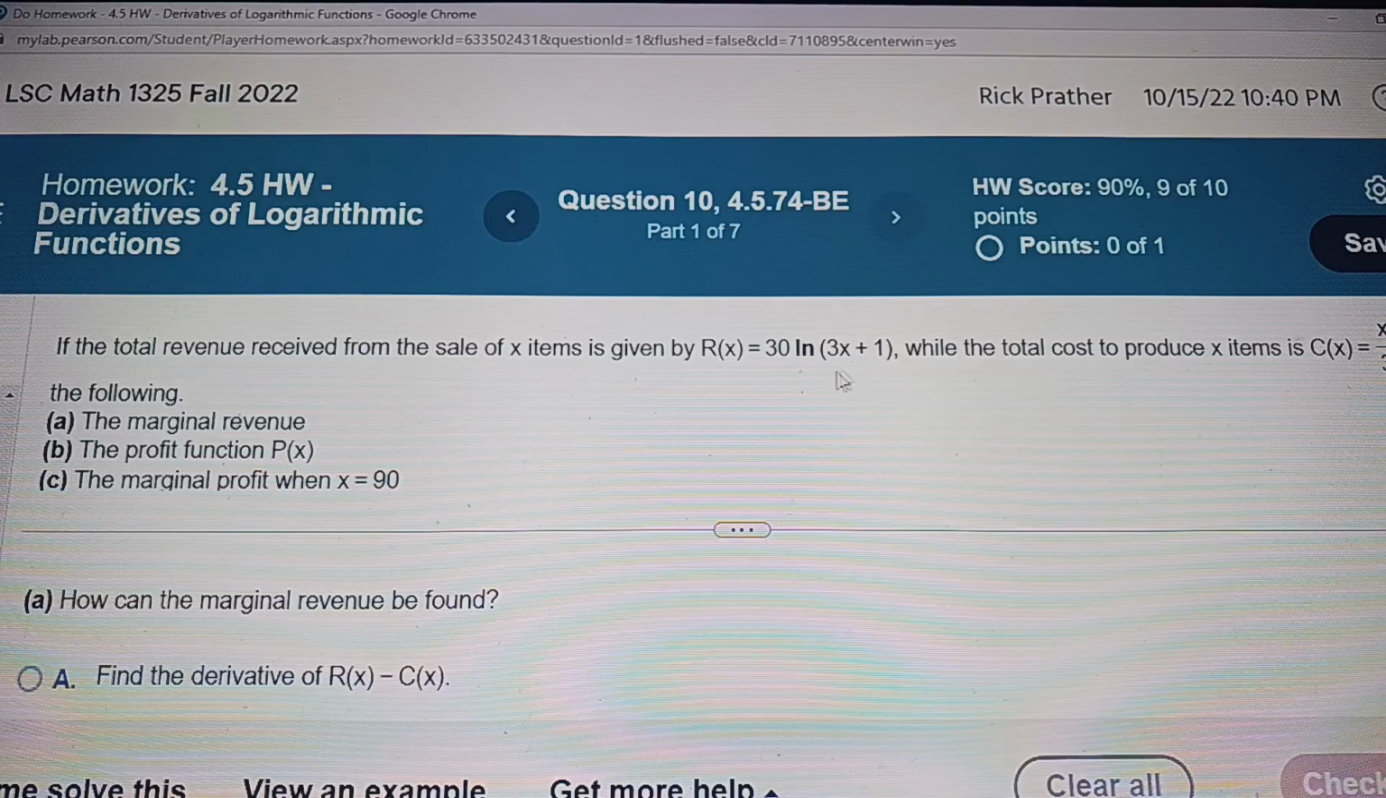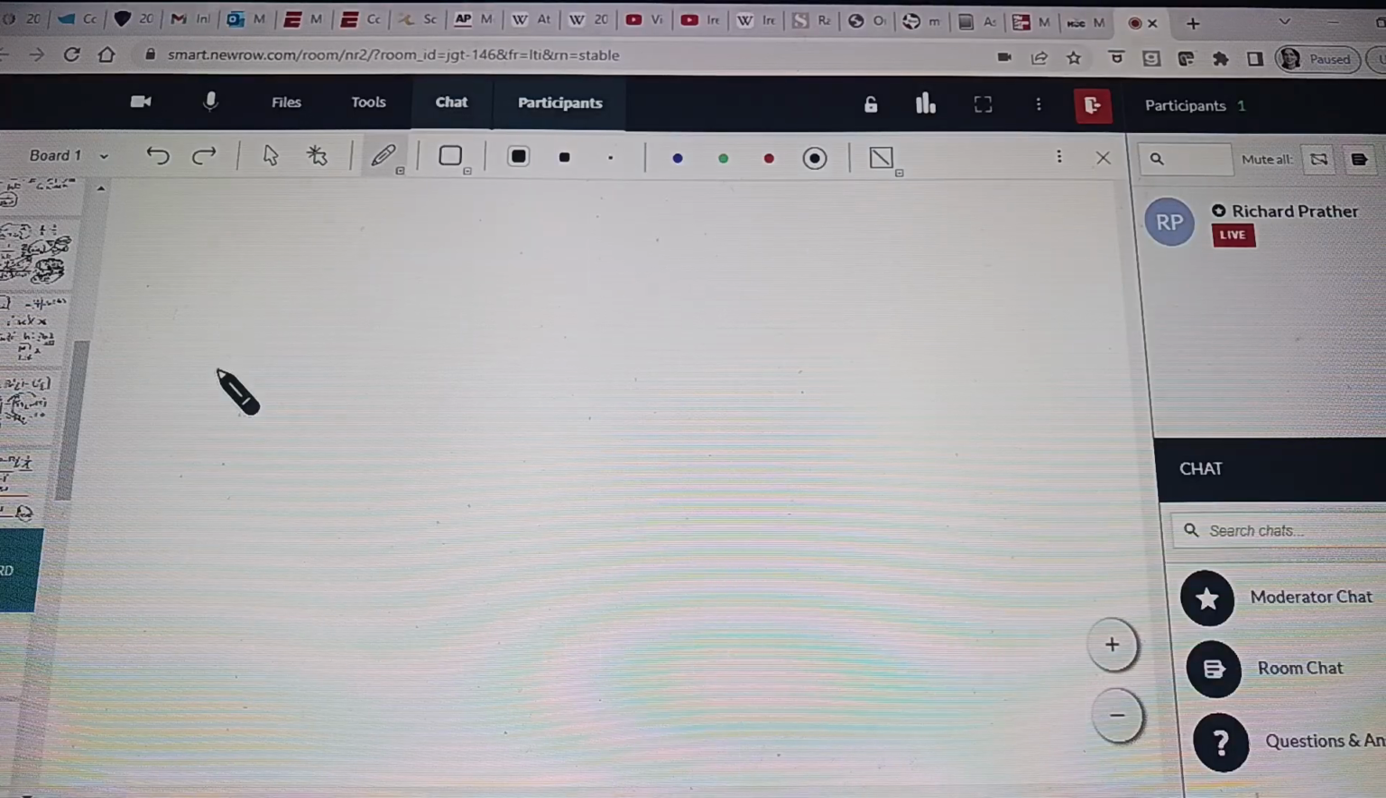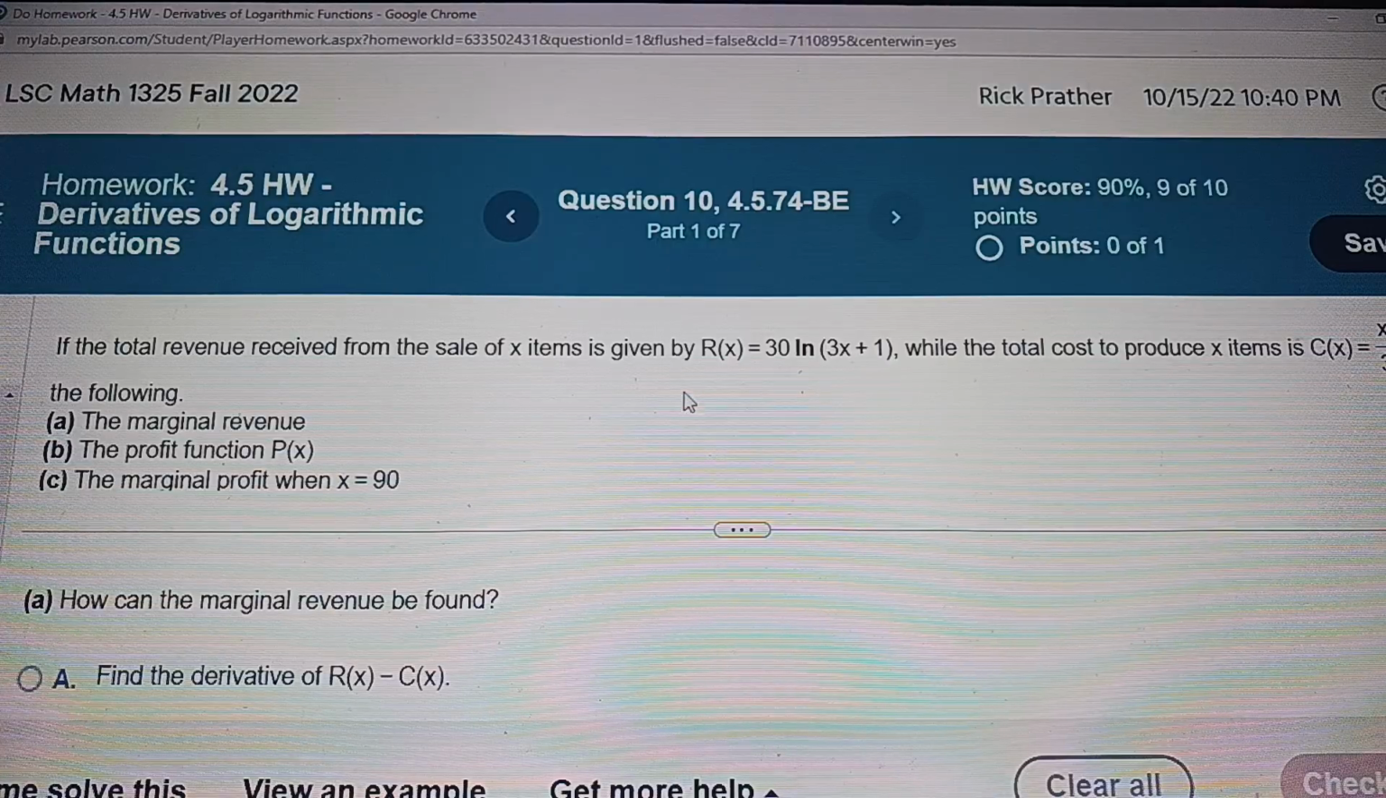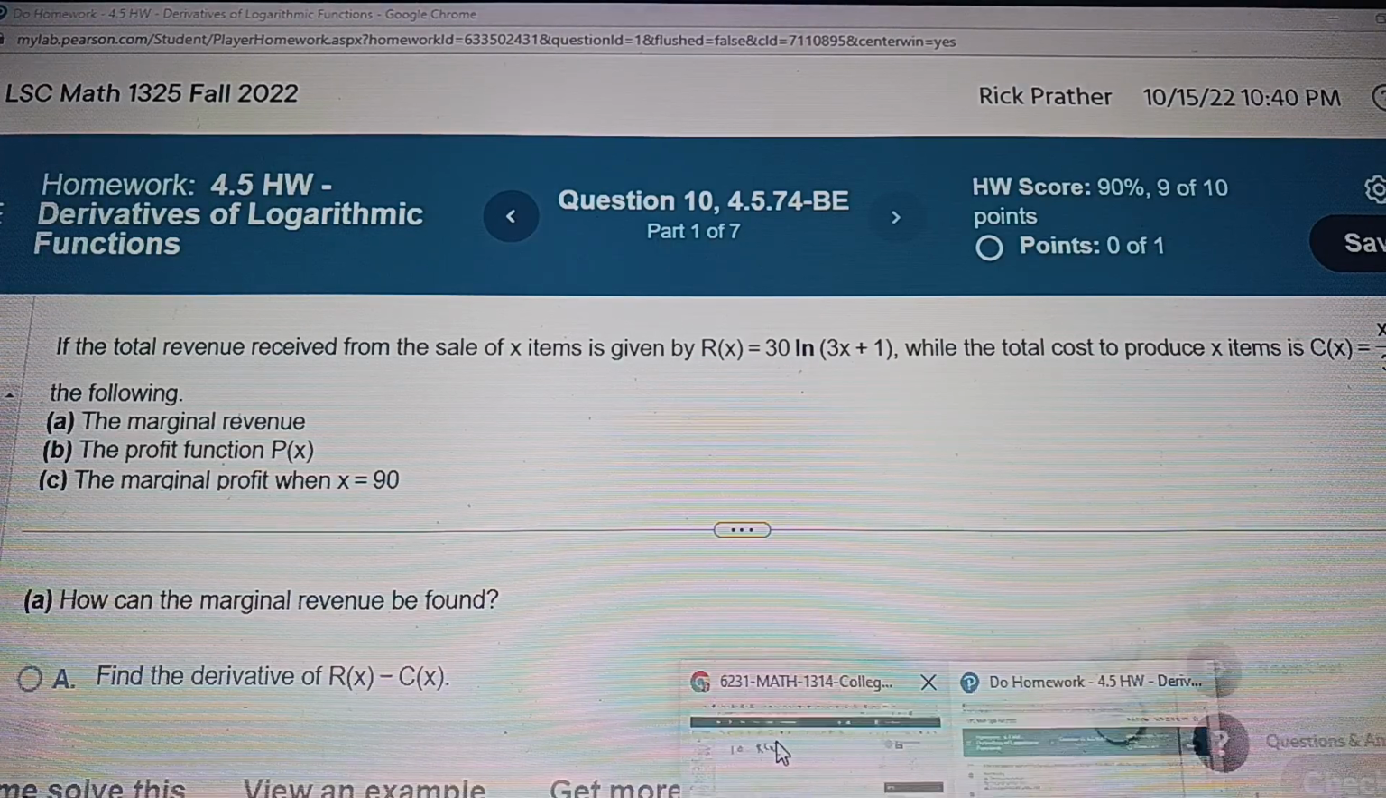So the revenue this time is not linear. Doing the derivative of that's not quite as easy as it was on number 9. The revenue function on 10, and they're back to the regular x's now instead of q's. R of x equals 30 ln of 3x plus 1.